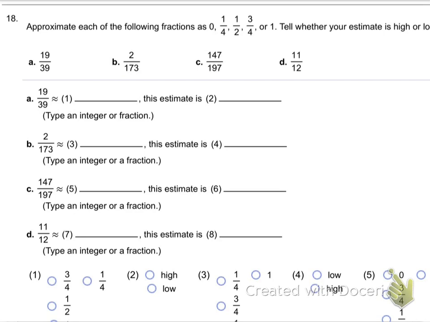So let's take a look at this. Could you do this? Do you have a feel? As you look at this, they're going to say, look, each of these fractions, let's start with this one. Is that closer to 0, or a fourth, or a half, or 3/4, or 1? So 19 over 39. If I say, hey, 19 out of 39 people in the class got an A or a B, that's pretty close to a half.